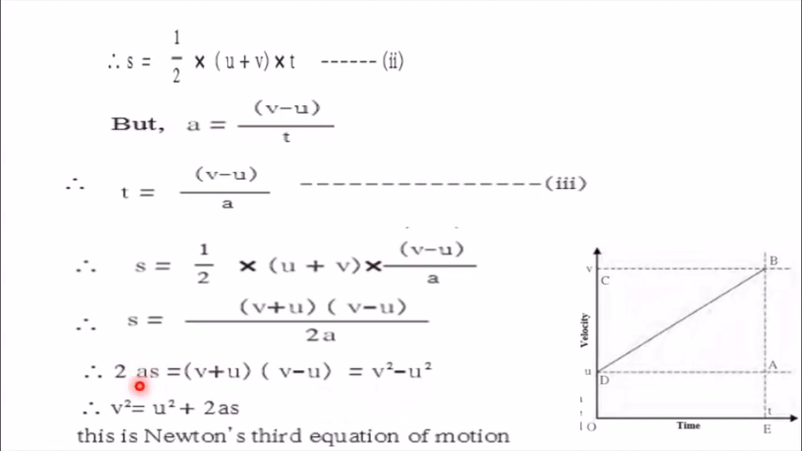Then what I can do is, I can interchange these both things. That is, V square I will be sending on the left hand side and 2AS I am bringing on the right hand side. So V square will be equal to U square plus 2AS. And this gives our Newton's third equation of motion, which is the relationship between displacement and velocity.